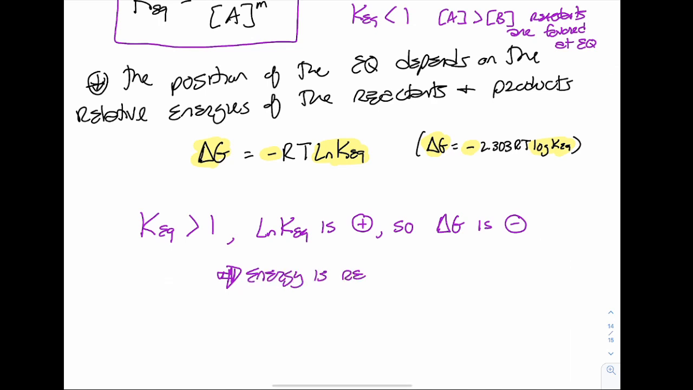Which is favorable, right? We're going to favor the side of the reaction where it's more stable. So if energy is released, it's becoming more stable, so we're going to go in that direction. So forward direction is favored, right? We don't want to increase in energy. We want to become more stable. Kind of using my college analogy, right? You wouldn't put all this work into doing something if you're just going to end up worse off than before you started, right? So we want to favor the more stable side.